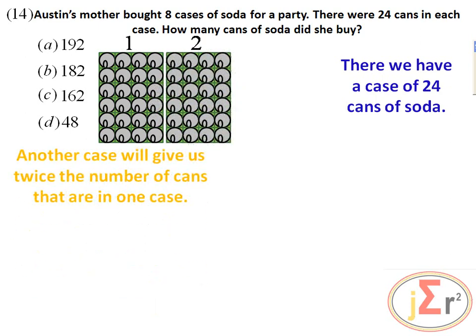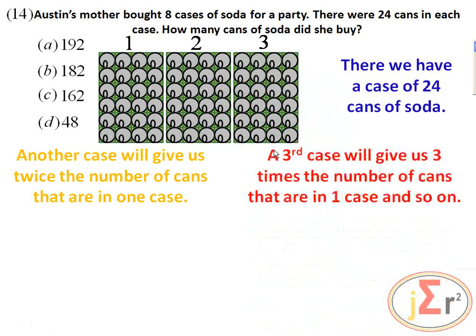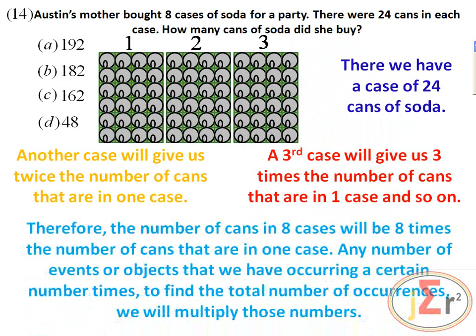Another case will give us twice the number of cans that are in one case. So we have 2 cases, so the number of cans will be 2 times the number of cans that we have in one case. And if we put another case, then what? A third case will give us 3 times the number of cans that are in one case, and so on. Therefore, the number of cans in 8 cases will be 8 times the number of cans that are in one case.